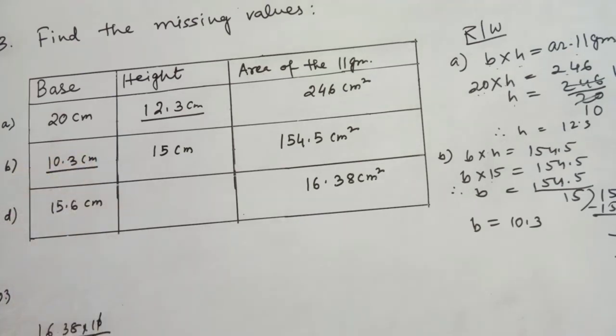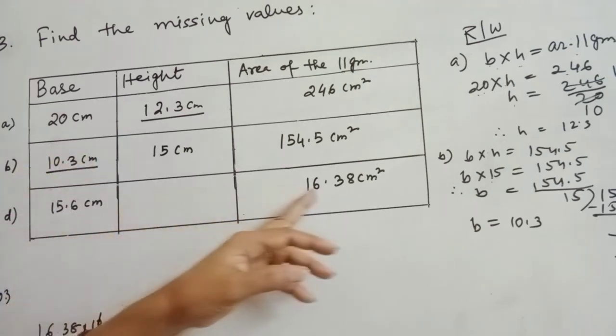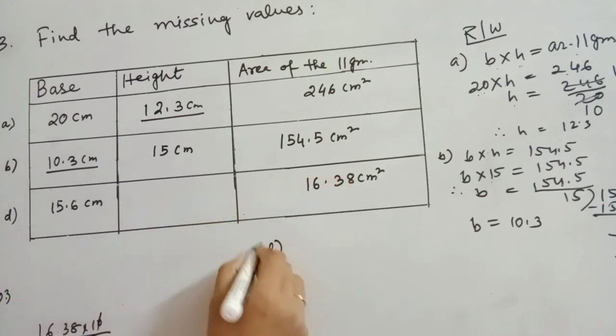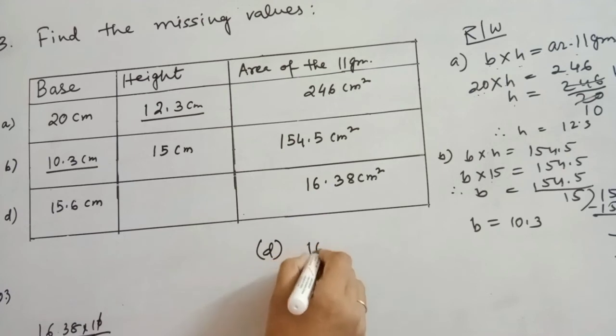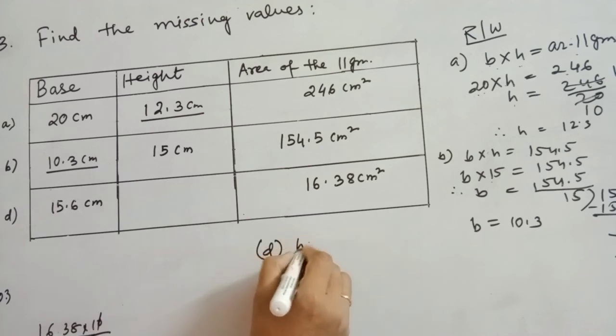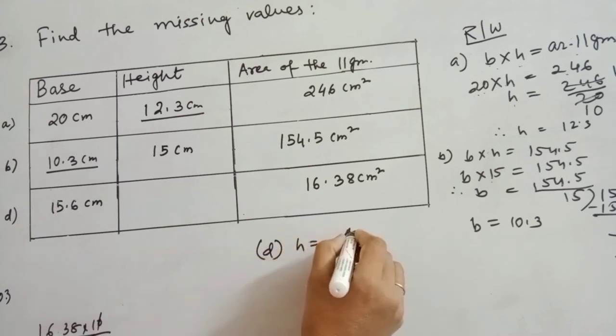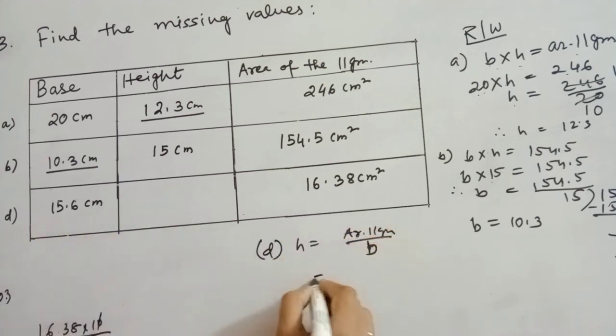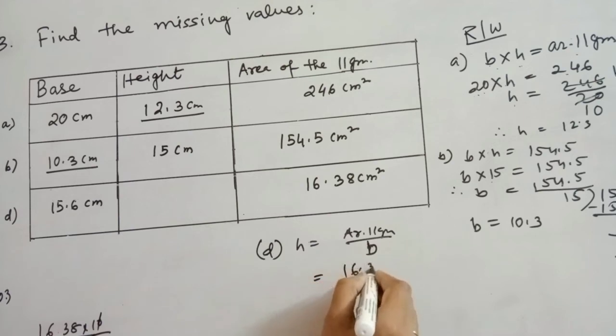In question number D, same way only. You have to divide this and this. Question number D, 16.38. You are finding the height. You know that base into height. Height is equal to the area of the parallelogram by base. Base is given here. So area of the parallelogram 16.38 divided by 15.6.